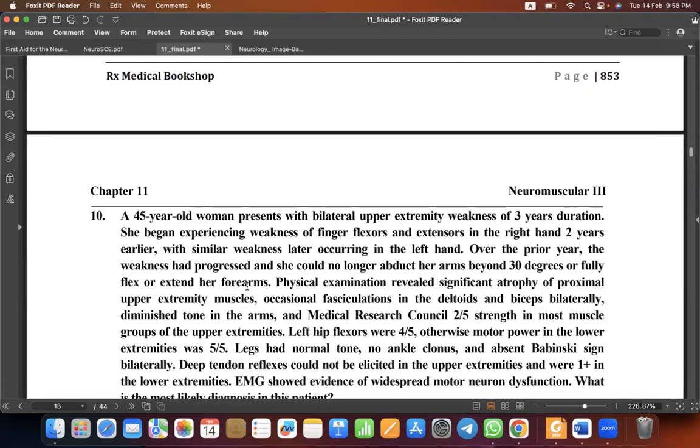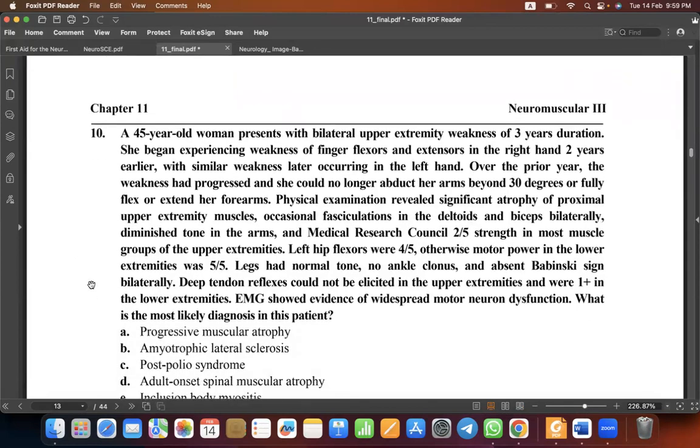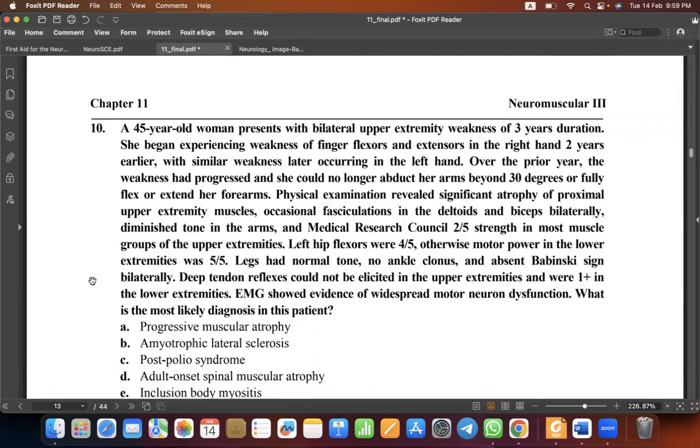There will be biceps fasciculation, deltoid fasciculation, diminished tone, diminished power as well. There is no clonus, absent Babinski, DTR could not be elicited in the upper extremity, 1+ in the lower extremity, and widespread motor dysfunction in the EMG. So that is typical pure lower motor neuron disease after 3 years. So the diagnosis is most likely progressive muscular atrophy. Okay, post-polio won't involve this sort of symmetrical involvement.